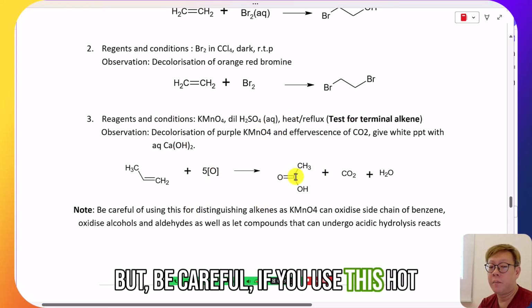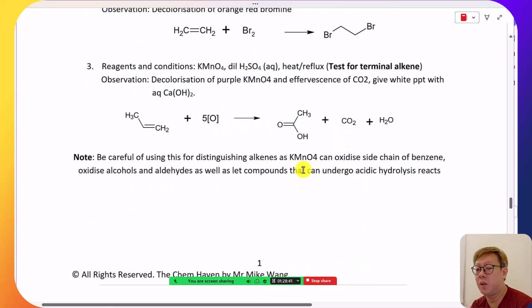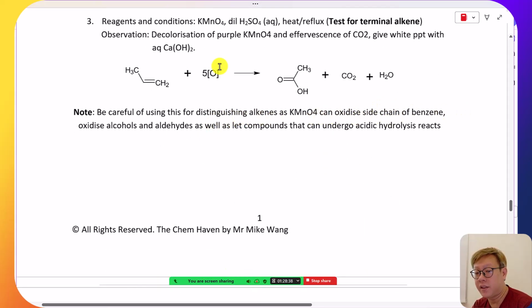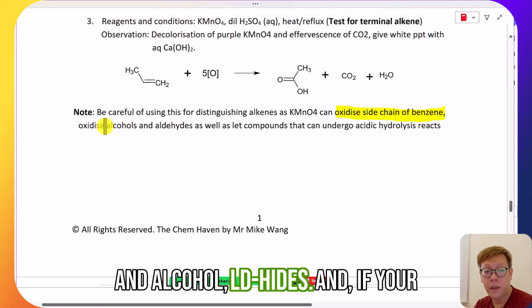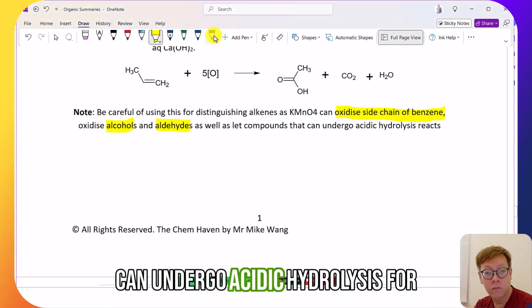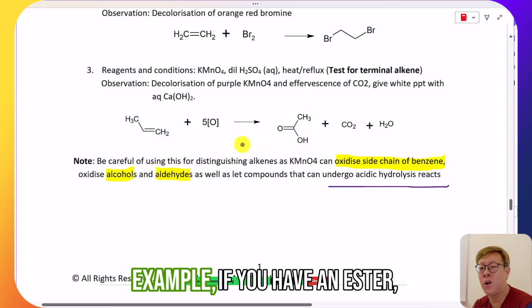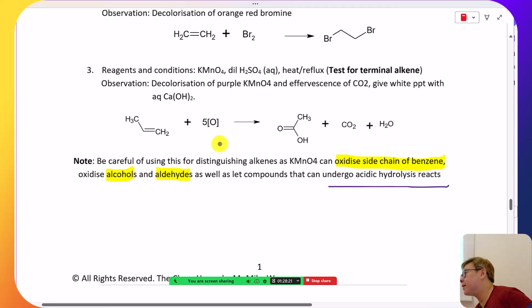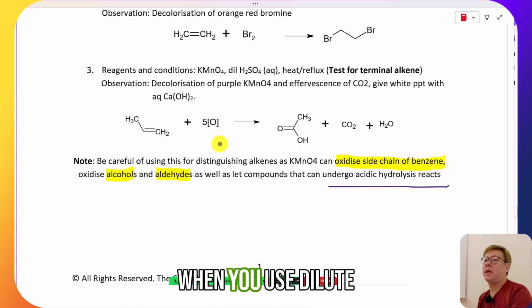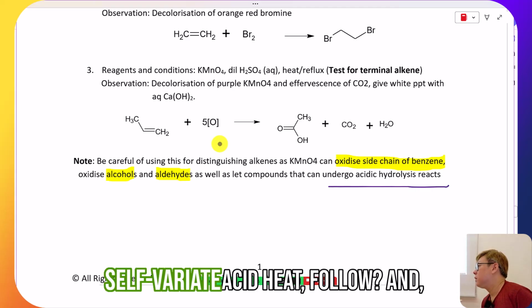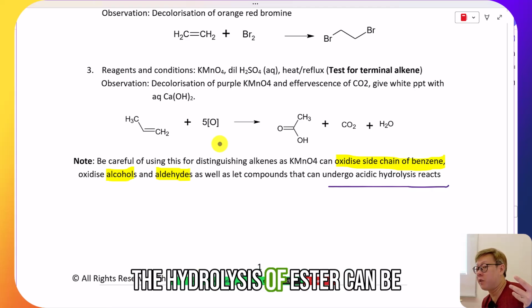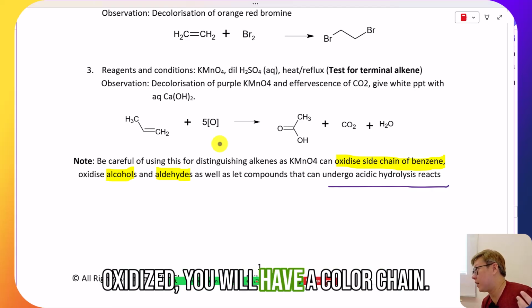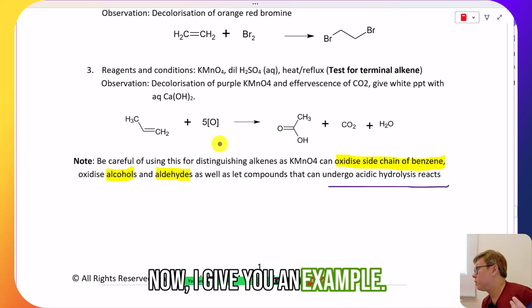But be careful, if you use this hot acidified KMnO4, it can also oxidize the side chain of benzene and alcohols, aldehydes. And if your functional group can undergo acidic hydrolysis, for example, if you have an ester, the ester will undergo acidic hydrolysis when you use dilute sulfuric acid and heat. Follow? And if one of the alcohols from the hydrolysis of the ester can be oxidized, you will have a color change. Now I give you an example.